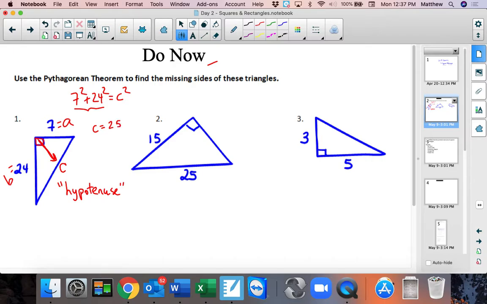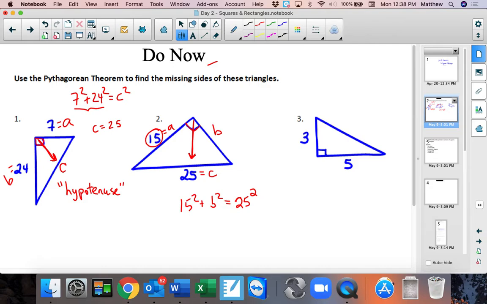And then we've got over here, this would be C. So this is going to be A, and this is going to be B. Notice I have my hypotenuse. So now I've got 15 squared plus B squared equals 25 squared. Remember, the most common mistake students would make is to say 15 squared plus 25 squared equals C squared. But you'll avoid that mistake if you always find this right angle and say straight across from it is always side C, my hypotenuse.